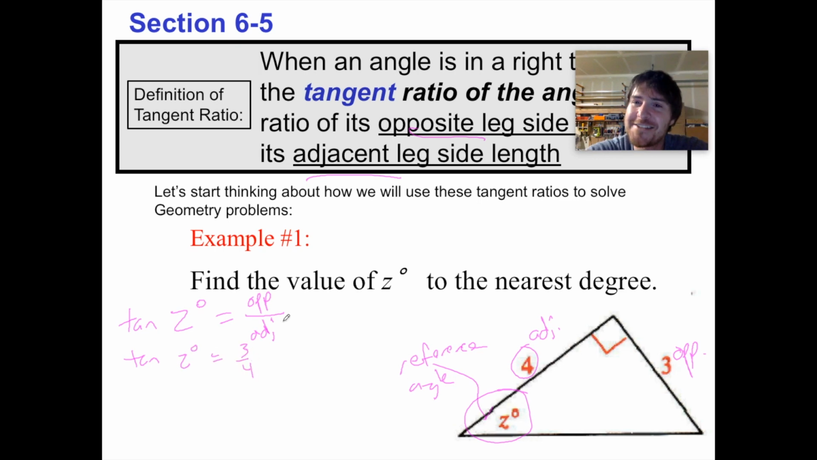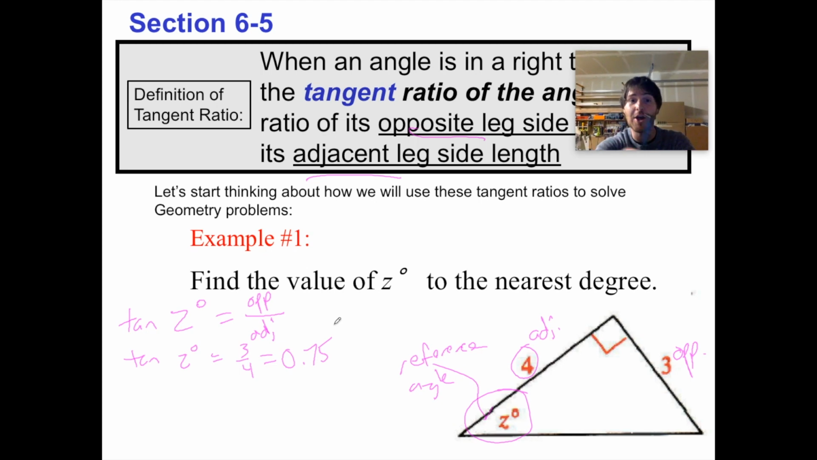3 over 4, hold on a second. That's a decimal, pretty close to 1. A lot of your numbers are going to be pretty close to 1, unless your degree measurement is like 88 or 89, where it gets much higher. You might have seen that on the earlier slides. So 3/4 is exactly 0.75. How am I going to get my answer in this situation? My tangent ratio is 0.75. Oh, remember, any acute angle has a unique tangent ratio.